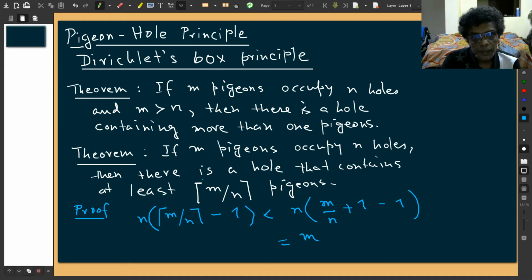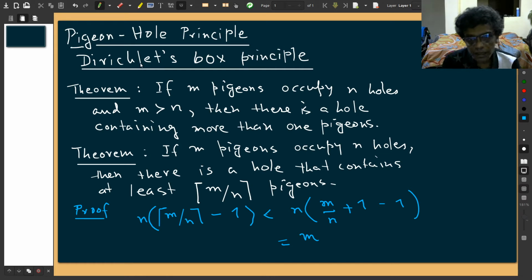Often we take m equal to n plus 1 here, then this says that there is a hole containing at least 2 pigeons. Here it says n plus 1 by n, ceiling of that is again 2. But this is a general statement. Although these two statements and their proofs are obvious, this simple principle has far-reaching consequences.